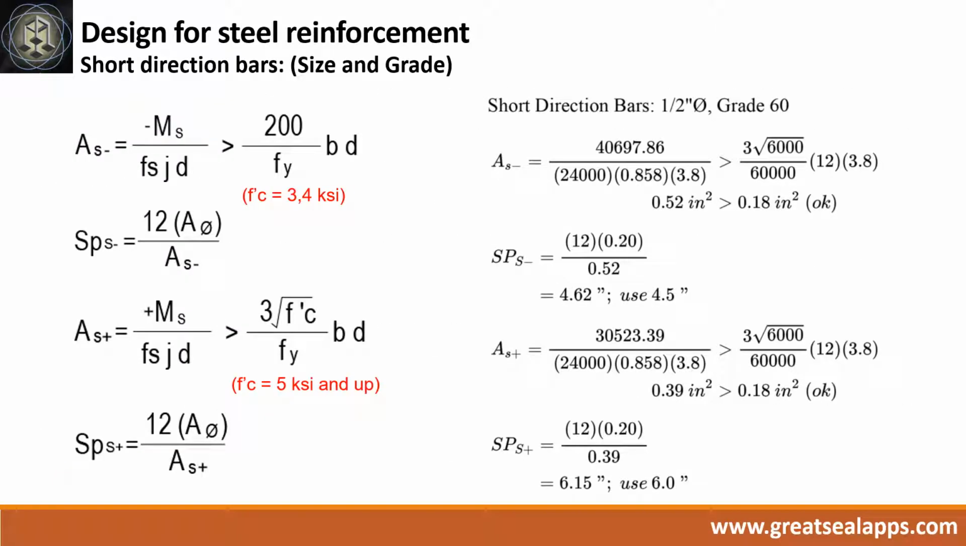At short direction, given negative moment equals 40,697.86, positive moment equals 30,523.39, Fs equals 24,000, J equals 0.858, and D equals 3.8, the area of steel for negative moment is 0.52 square inch, with spacing at 4.5 inches. And the area of steel for positive moment is 0.39 square inch, with spacing at 6 inches.